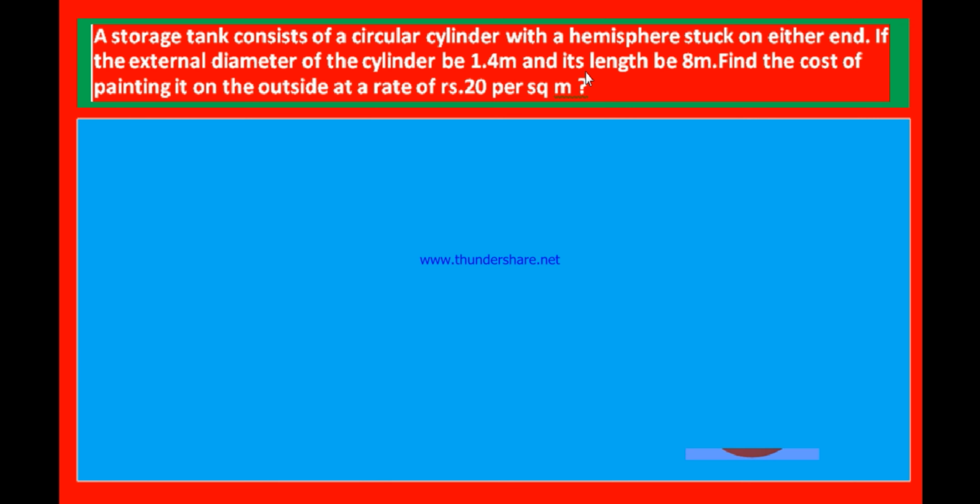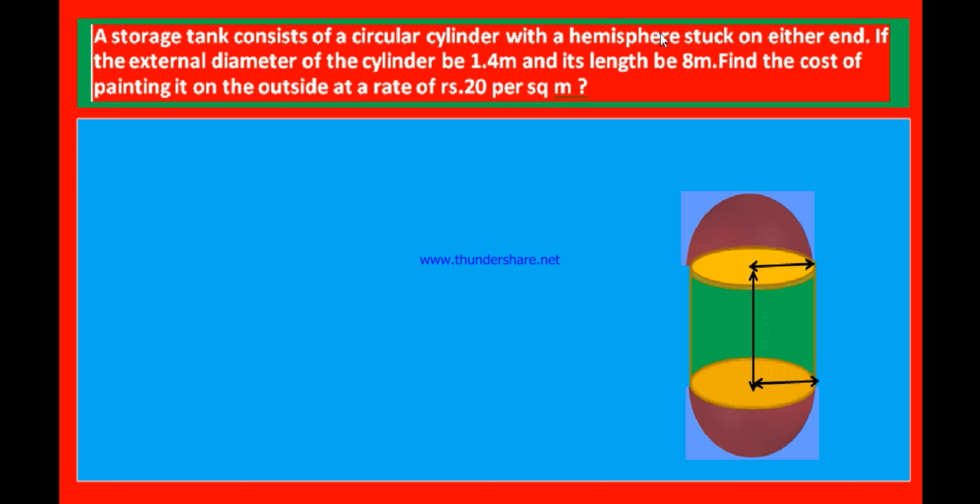Here is the diagram. This diagram should be a cylinder, and on both sides of the cylinder there should be a hemisphere. On one side there is a hemisphere for the cylinder, and on the second side there is another hemisphere. Now the cylinder and these hemispheres have the same radius, which is equal to 0.7 centimeters, and the height of the cylindrical part is 8 centimeters.